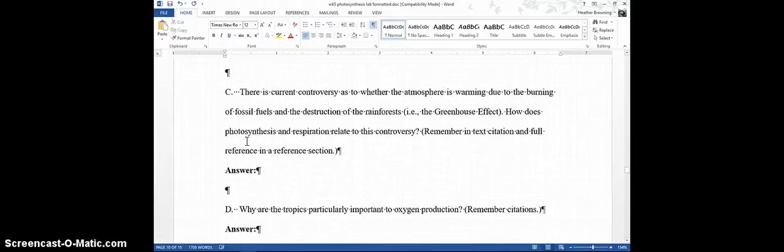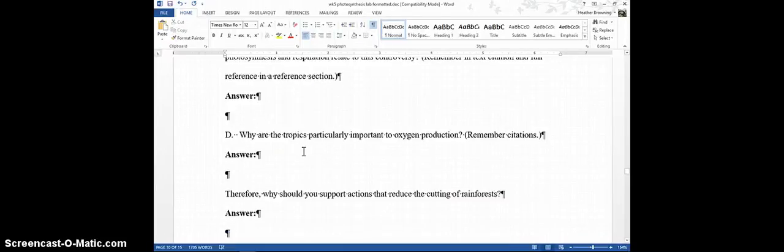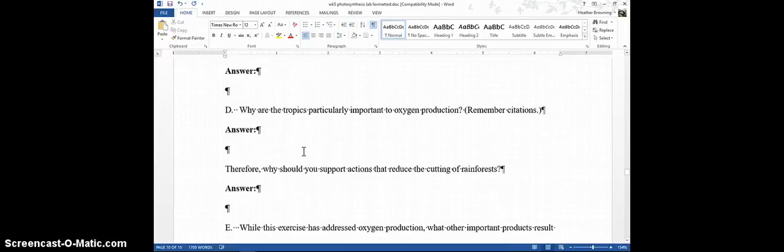There is a current controversy as to whether the atmosphere is warming due to the burning of fossil fuels and the destruction of the rainforest, i.e. the greenhouse effect. How do photosynthesis and respiration relate to this controversy? So if you're talking about the burning of fossil fuels and the destruction of the rainforest, what is that adding into the atmosphere? So how could photosynthesis and respiration help with this addition that we don't want? Why are the tropics particularly important to oxygen production? So is there a whole bunch of O2 produced there?